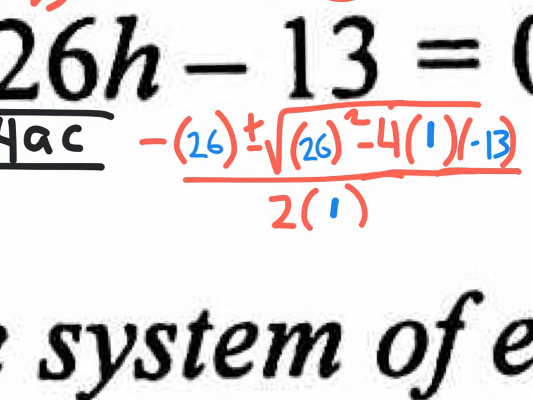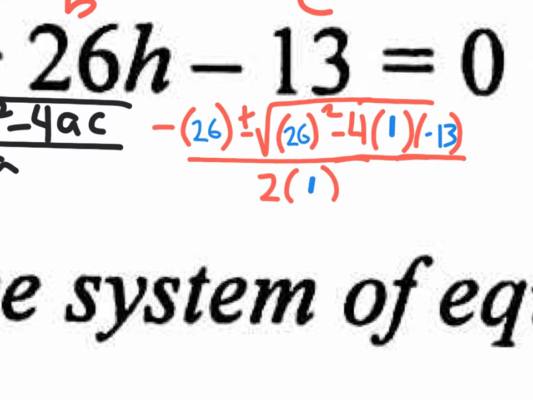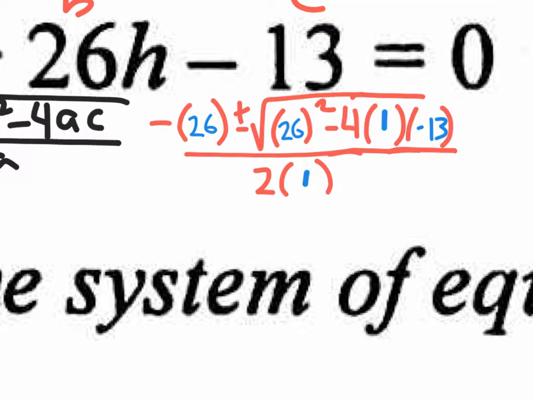And let's work it out. And of course, we will use a calculator. So with the calculator, 26 squared, 26 times 26 is 676. So let me rewrite this whole thing.